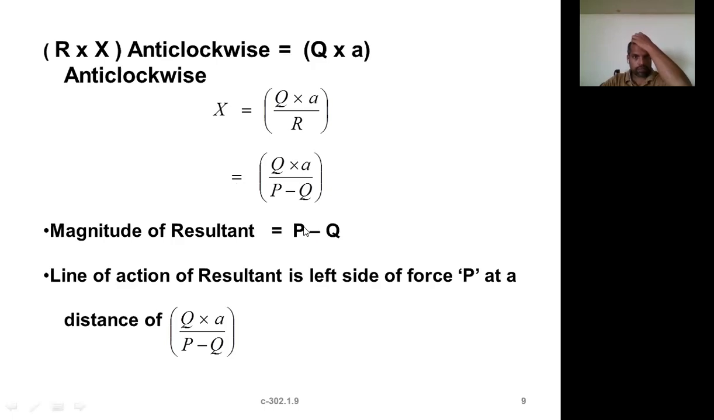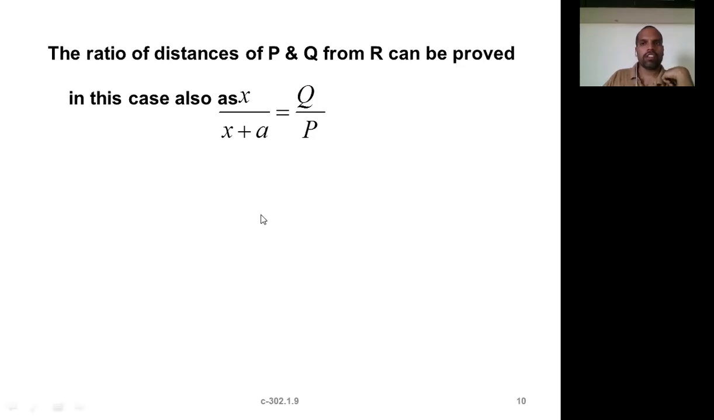Okay, x by x plus a is equal to Q by P. So if you expand these terms and cross multiply, then you will get this equation, right? So what is that equation? x by a is equal to Q by P. If you cross multiply the previous equation and solve for it, then you will get this equation: x by x plus a is equal to Q by P, right?